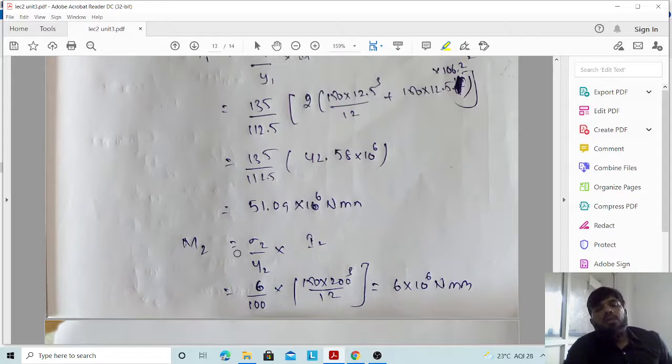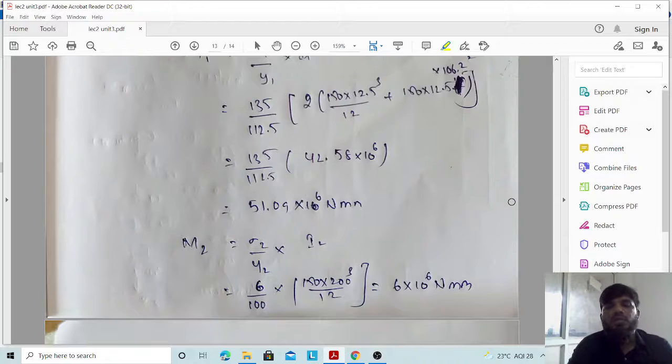Similarly, M2 is sigma 2 Y2 into I2. Here sigma for timber is given as 6, and Y is 100 itself because its total depth is only 200. So 100 into BD cube. While doing BD cube, the CG of the timber section is exactly matching the CG of the total section.